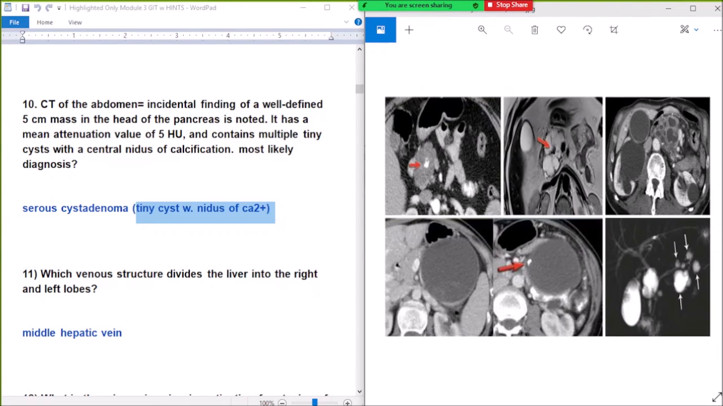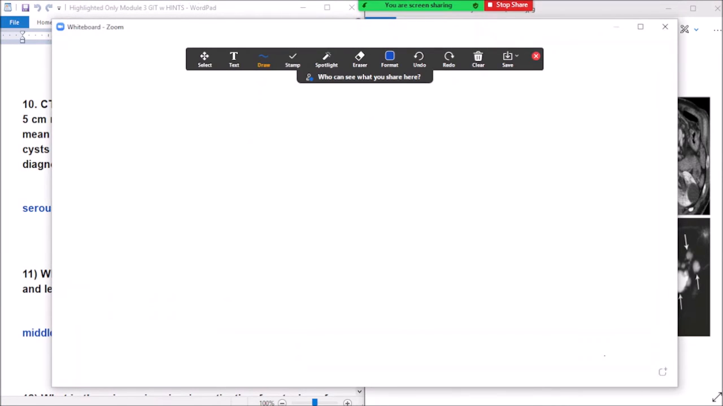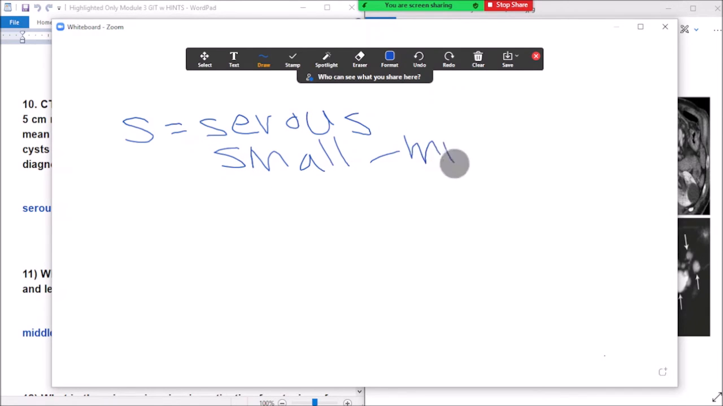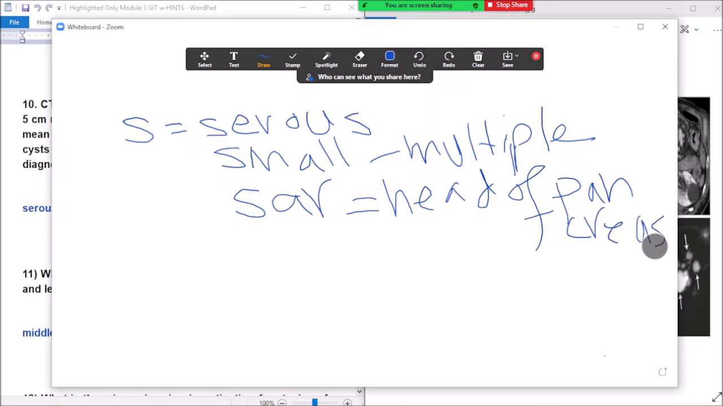Serous, okay, just see the mnemonic. S is equal to serous. Small. Multiple. Serous equals head of pancreas. And S also equals scar, central scar. Correct?